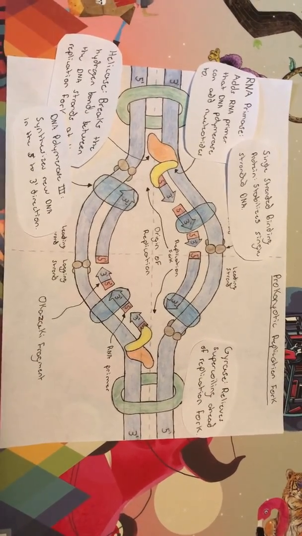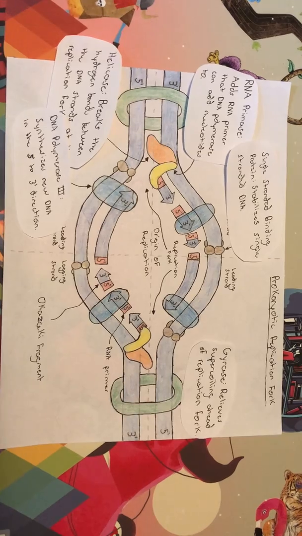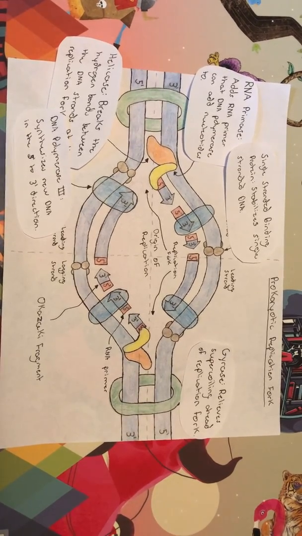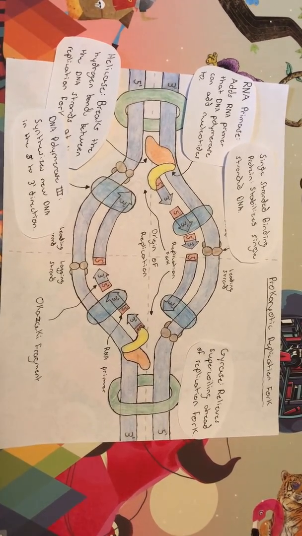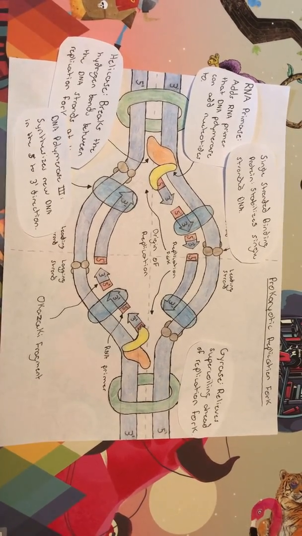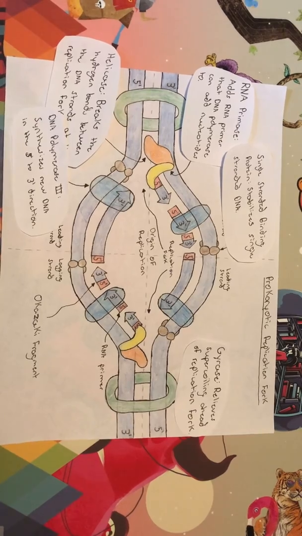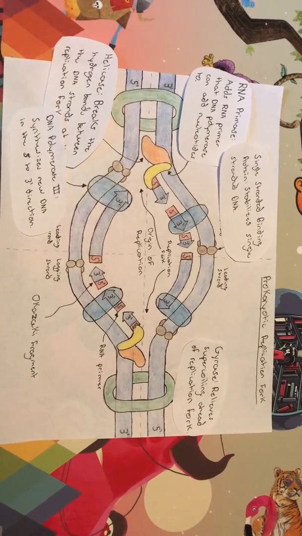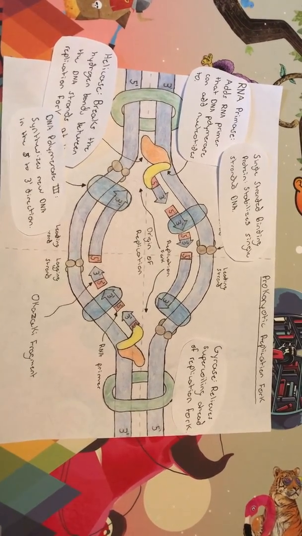Of important note is the difference between leading and lagging strands. DNA replication has to be in a 5' to 3' direction. Therefore, when the strand being replicated is in a 3' to 5' direction, only one RNA primer is required, allowing for continuous replication. This continuous replication occurs on the leading strand.